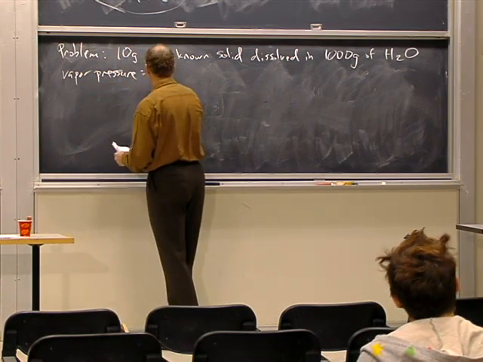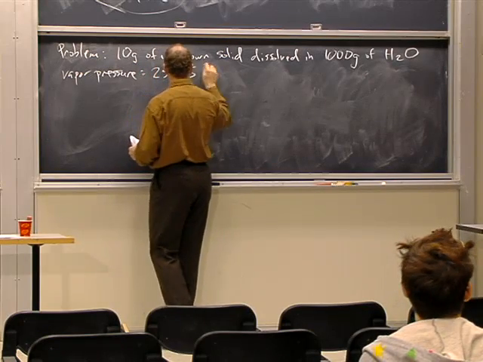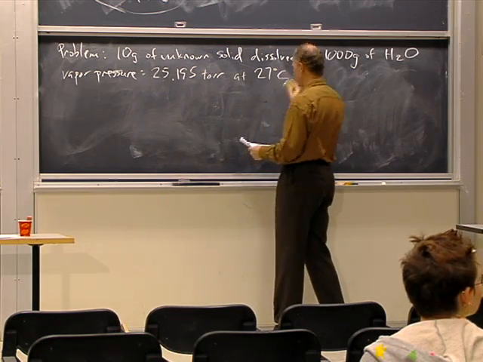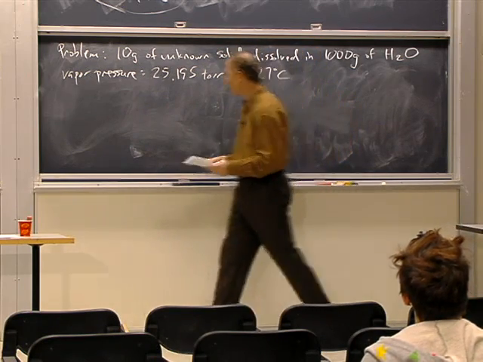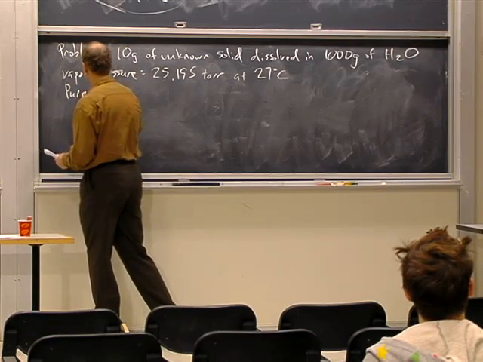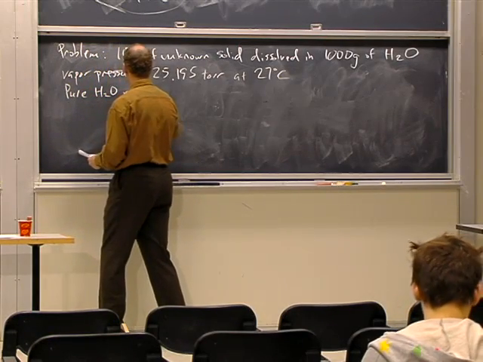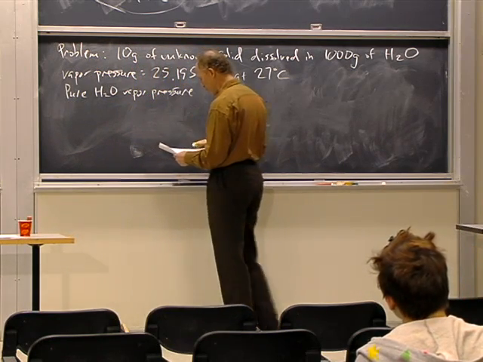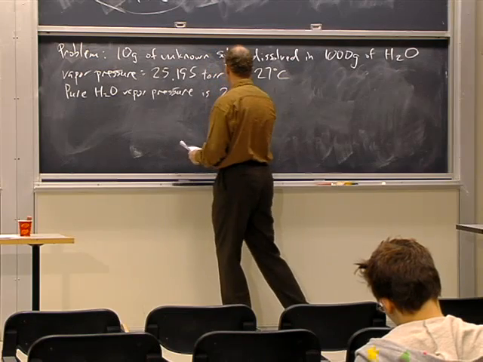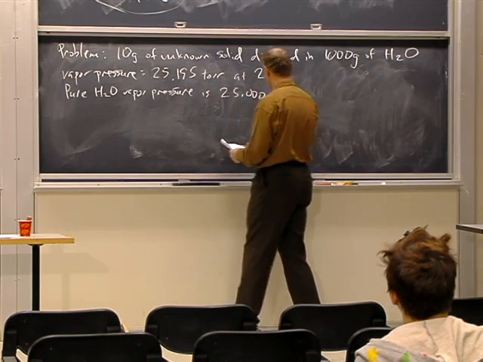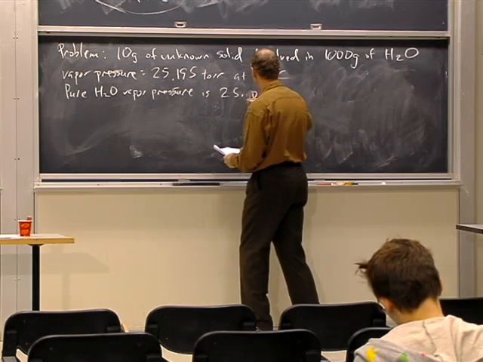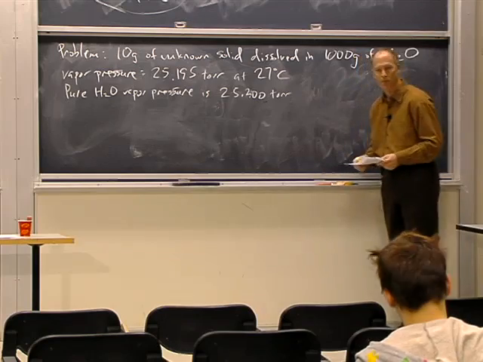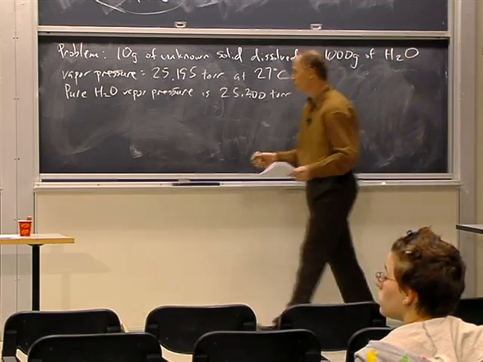The vapor pressure is 25.195 torr at 27 degrees C. And the pure water vapor pressure is 25.000, no, 0.200 torr at the same temperature. Okay?